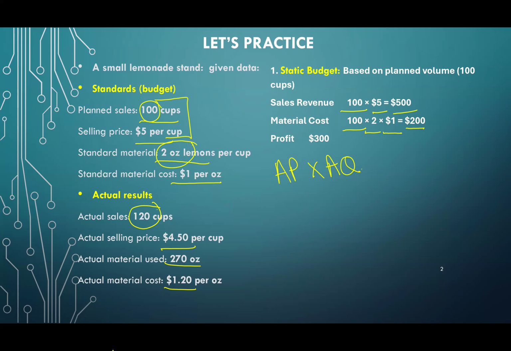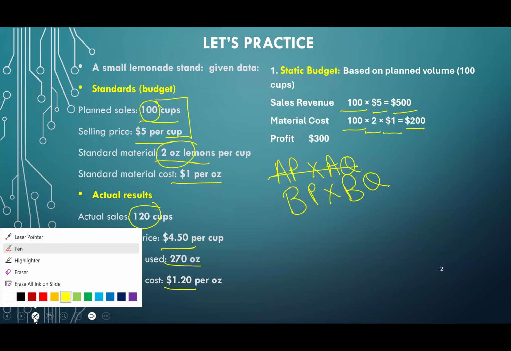Okay, so I wrote actual price and actual quantity. I misspoke. It should be budgeted price and budgeted quantity. Actual price and actual quantity I am going to use when I do the actual numbers. So, sorry about that. Okay, continuing.